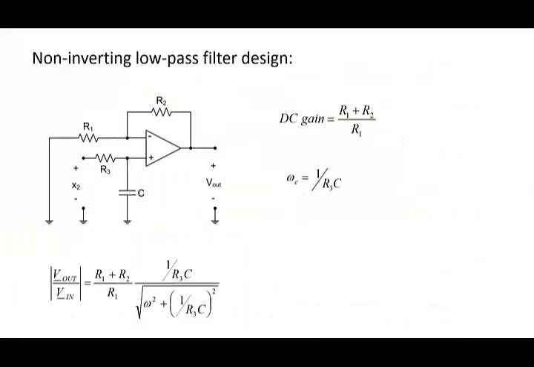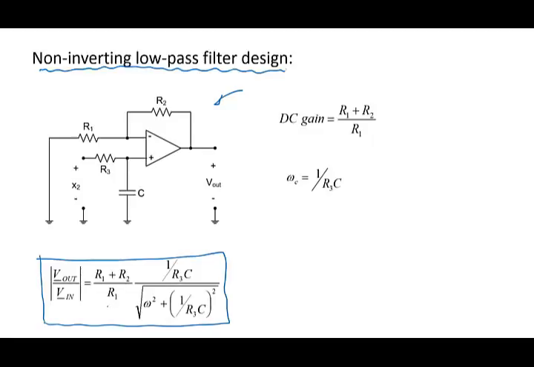Now we want to design a non-inverting low-pass filter to process the data. Our output data from our acoustic proximity sensor is fairly noisy and has low sensitivity. We can use this first-order low-pass filter to get rid of some of the high-frequency noise and to increase the sensitivity at DC. The frequency response of this circuit is shown here.